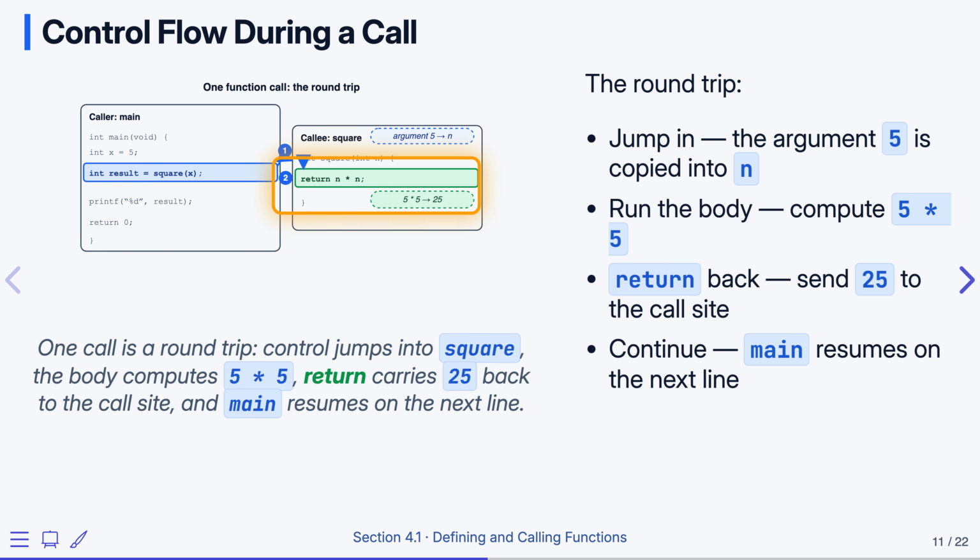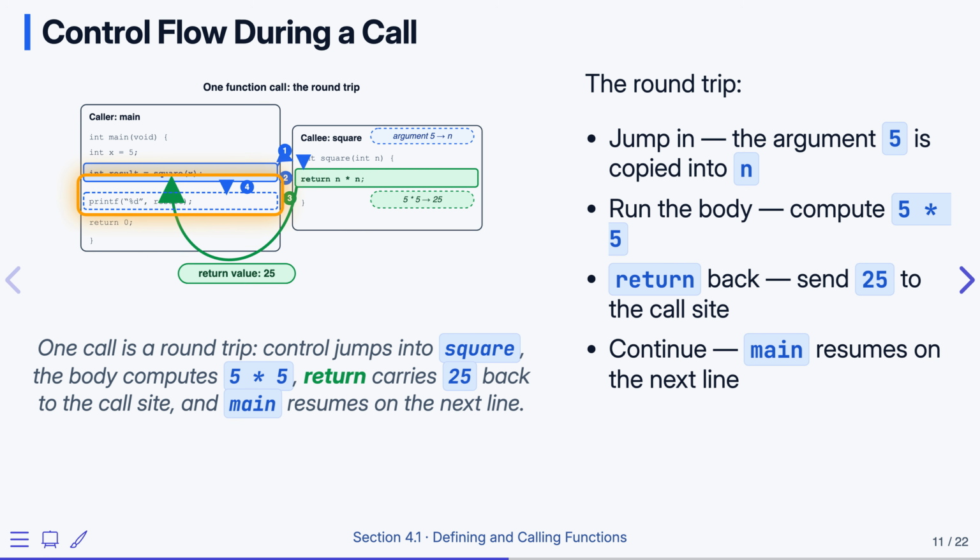Step 2. The body of square runs. It computes 5 times 5, which is 25. Step 3. The word return carries the value 25 back, along the green arrow, to the exact call site in main. Step 4. Control resumes in main on the very next line. The call is finished, and 25 now sits where the function call used to be.